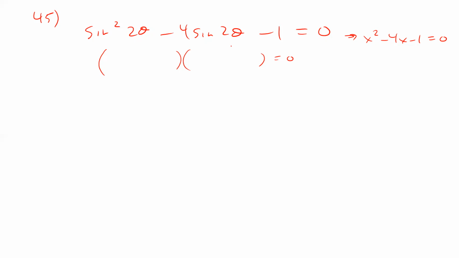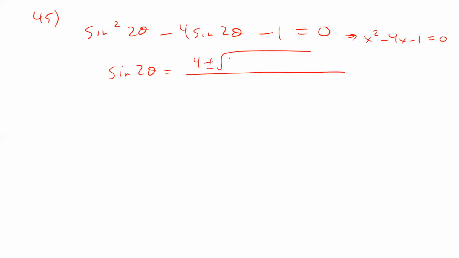I don't think it factors. No, no, no. Okay, so we have to go to factoring. Sorry, factoring doesn't work, so we have to go to the quadratic formula. So I'm going to go with negative b plus or minus the square root of b squared minus 4 times a times c, all over 2 times a.